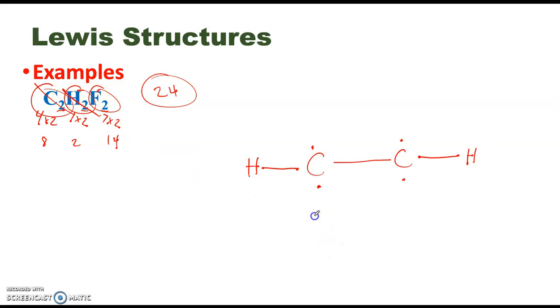Let's add my fluorines. I'll just put my fluorines here. 1, 2, 3, 4, 5, 6, 7 valence electrons. Connect it. Make it symmetric. 1, 2, 3, 4, 5, 6, 7. Connect it.